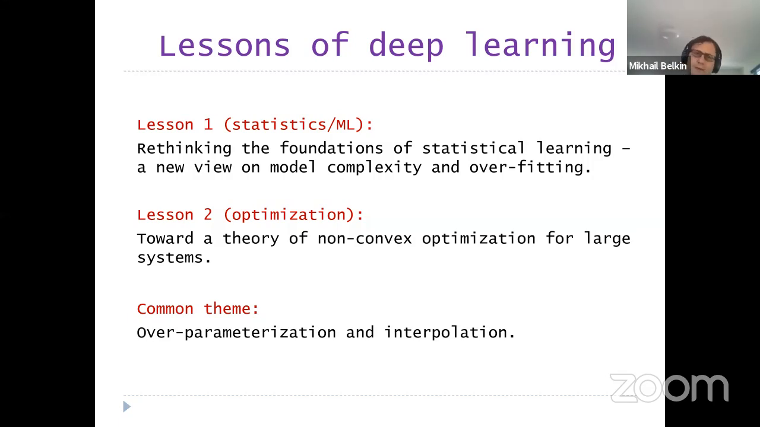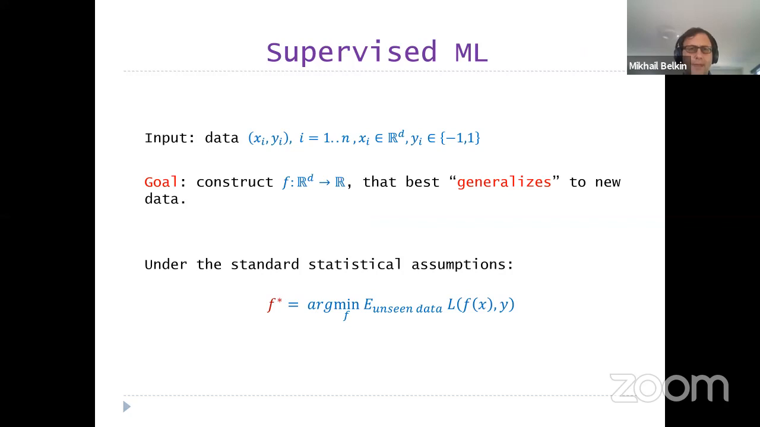I'll talk about two lessons today, really only lesson one, with regard to statistics: what we need to understand about statistics from the practice of deep learning. Very briefly, I'll mention lesson two, optimization. And the common theme of what we're observing will be this idea of overparameterization and interpolation.